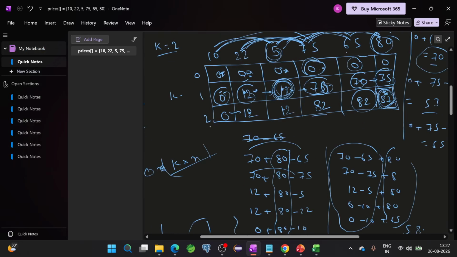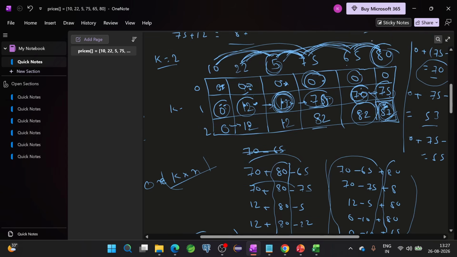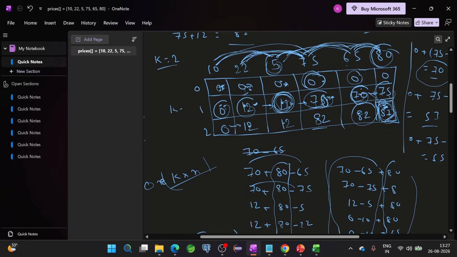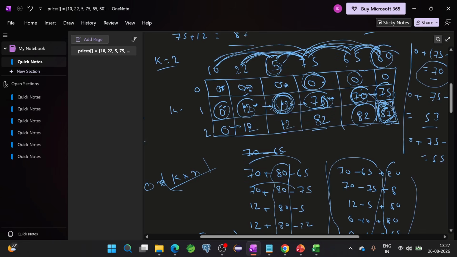Just mark as 0, 1, 2 here. From here, suppose you have to check for this one, you have to check from here 0 transaction, and 1 transaction plus 1 transaction. For this point we have to check the maximum. And here also 1 transaction plus 1 transaction, 2 transactions here.